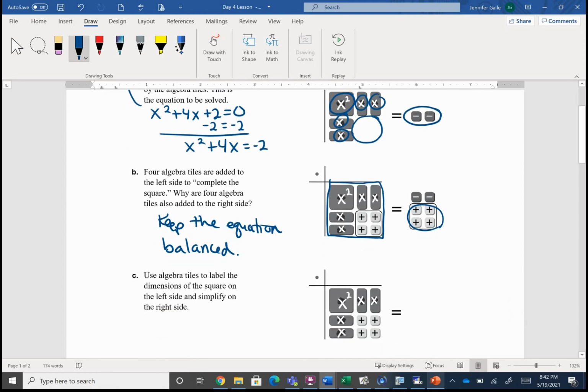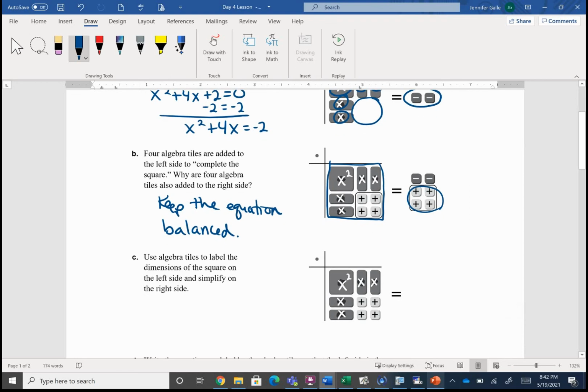So as I continue down, it says use algebra tiles to label the dimensions of the square on the left and simplify on the right side. So on the left, a lot of us used to use the boxes when we would factor or multiply. So if we go ahead and write the side lengths, to get x squared, we would have an x and an x. And then we would have, on this place, a plus 2. X times 2 would give us 2 x's there. And then this side would also be a plus 2.